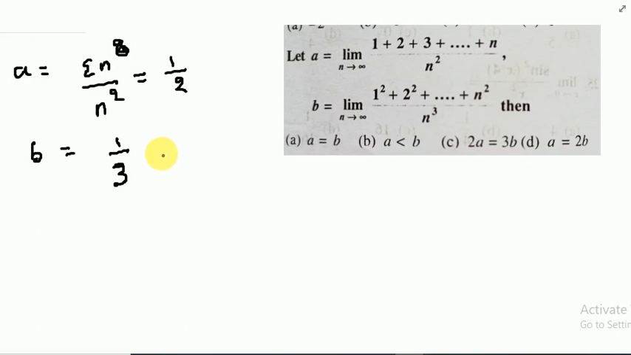Therefore, in these options, which will be the suitable option? a is equal to b? No. a less than b? No. 2a is equal to 3b? Yes. Consider 2 into 1 by 2 is equal to 3 into 1 by 3. Therefore, 1 is equal to 1, which is the correct option.